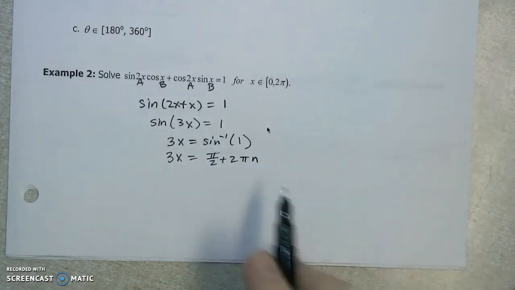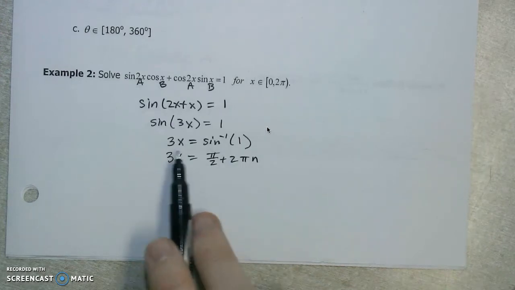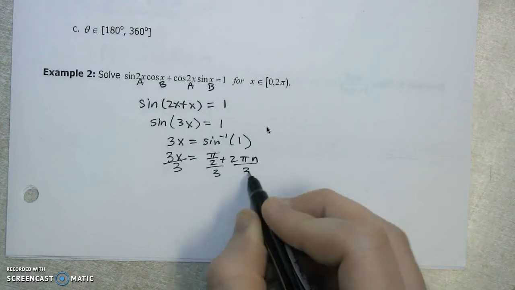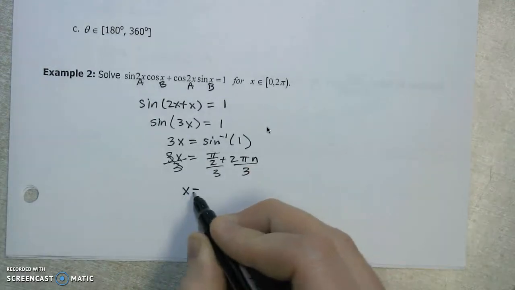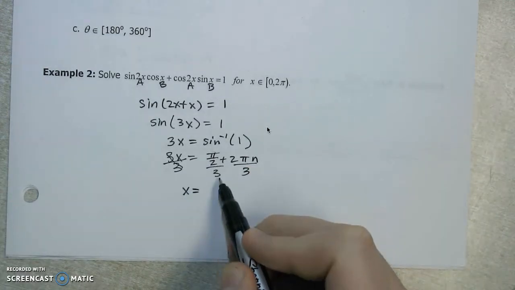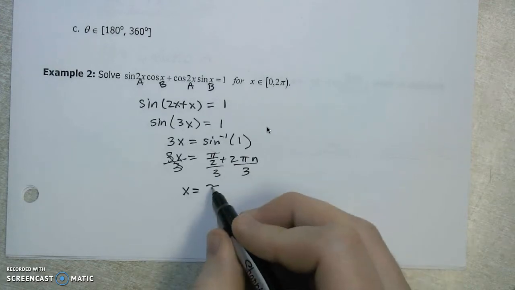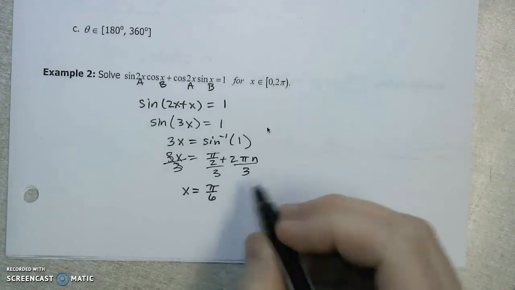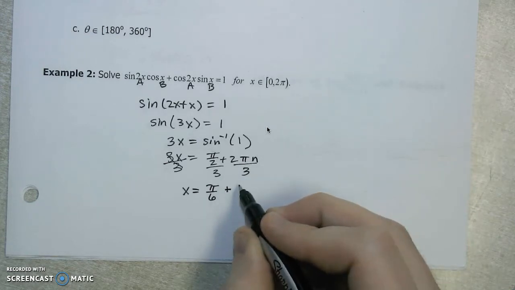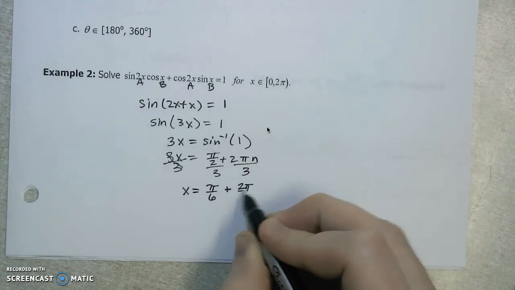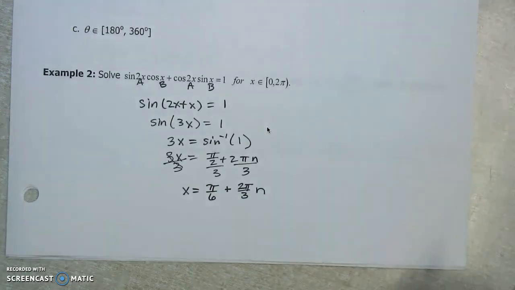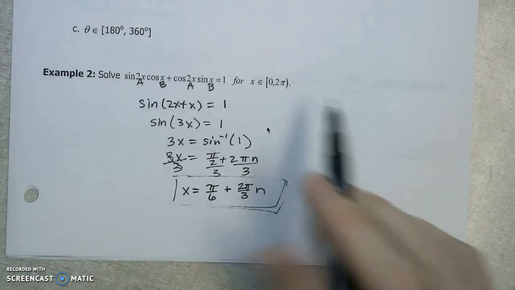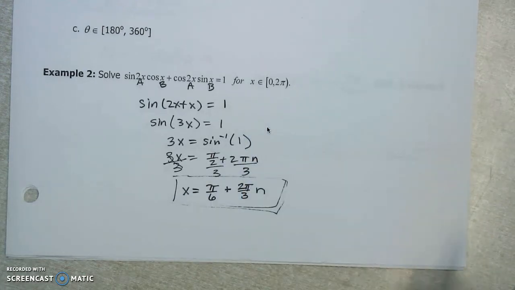That's your general solution. Then we want to divide by 3 because we're trying to isolate the x. Pi over 2 divided by 3 would become pi over 6. And then 2 pi divided by 3 is going to be 2 pi over 3 n. That's my general solution. That's not what they asked for. They want all the answers between 0 and 2 pi.